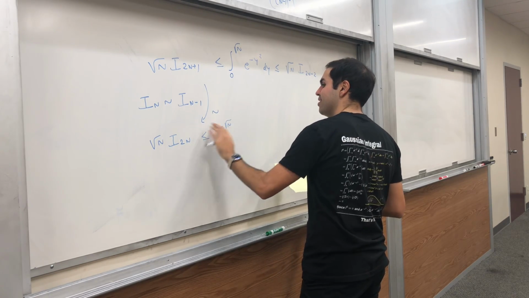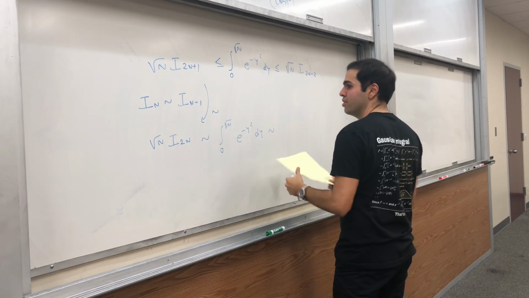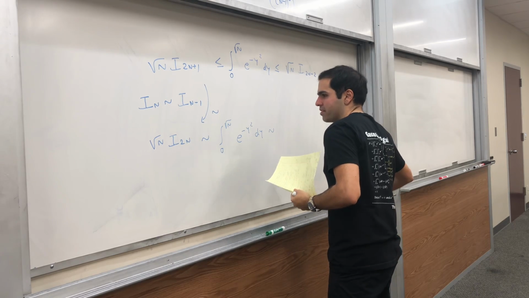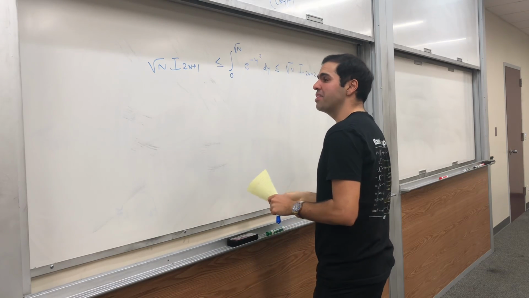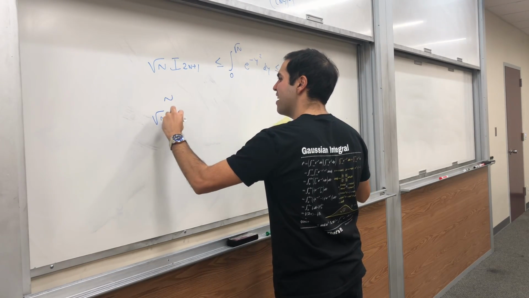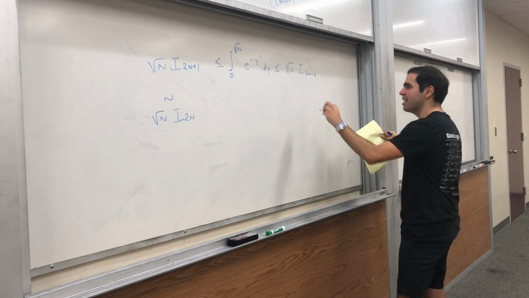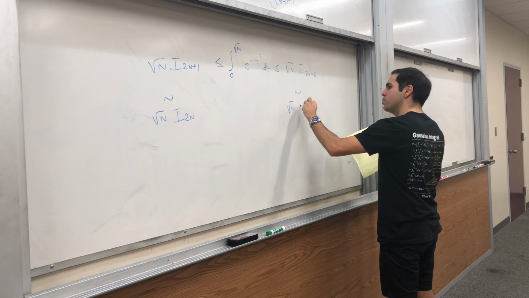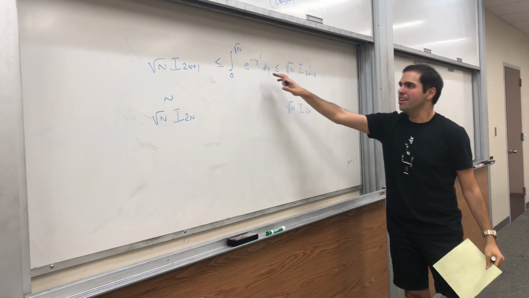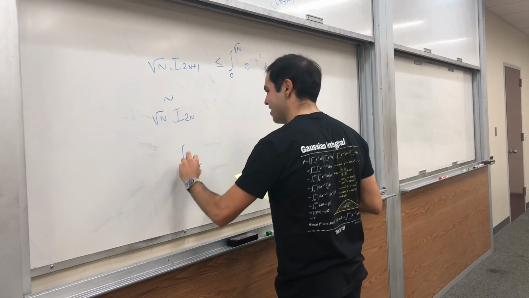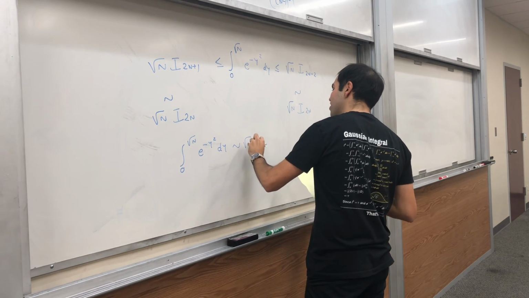So this term is asymptotic to square root of n times I_{2n}. Because again, consecutive terms are asymptotic, and this term is also asymptotic to square root of n times I_{2n}. Which means, by the squeeze theorem, this term is also asymptotic to square root of n times I_{2n}.